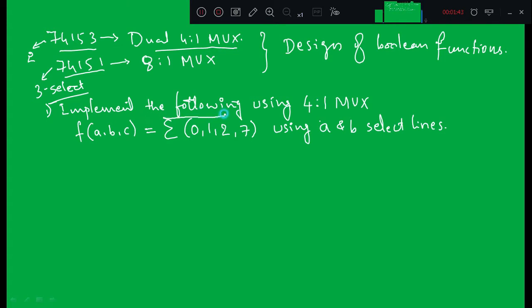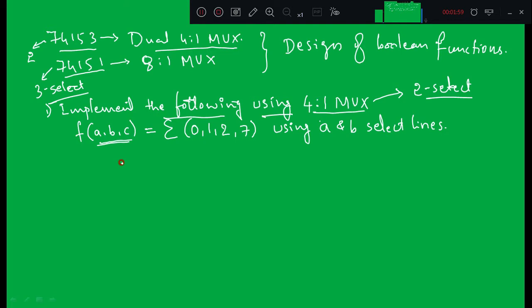Implement the following function using a 4:1 mux. So a 4:1 mux has how many select lines? It has two select lines. But in the given function you can see there are three inputs. So the select lines and the number of inputs are not matching.